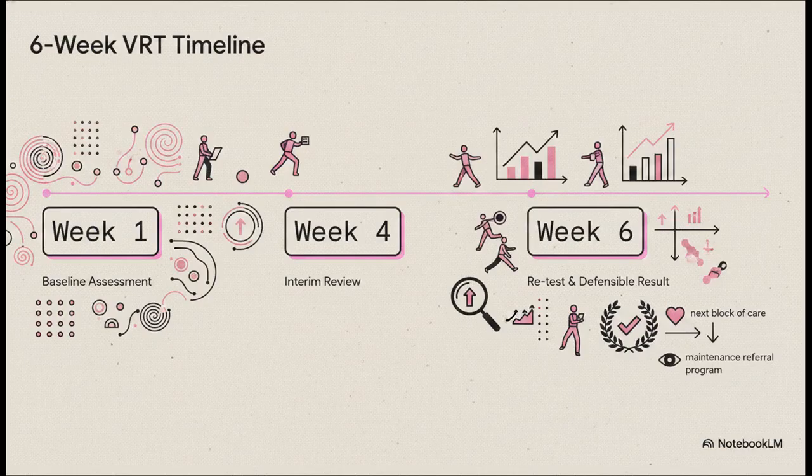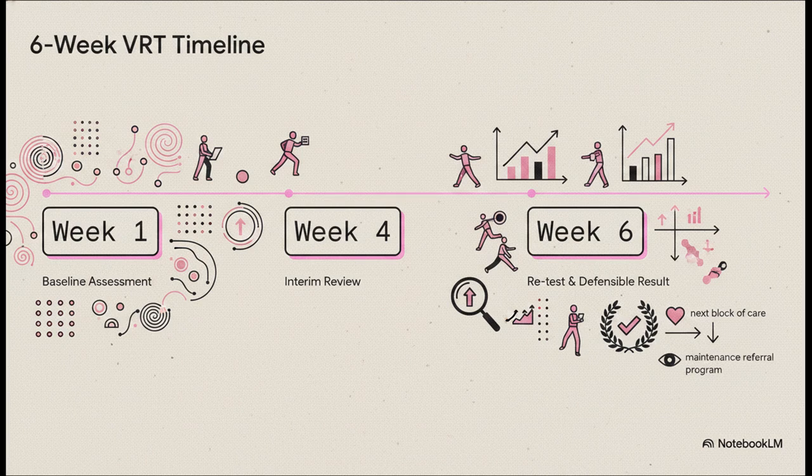A structured 6-week VRT program isn't static. It is highly dynamic, which means it requires constant measurement. You establish your baseline in week 1 using a really tailored outcome battery. Then, by week 4, you're doing an interim review just to track the trajectory. And then we hit week 6, where you perform a formal retest. This 6-week marker is absolutely crucial.